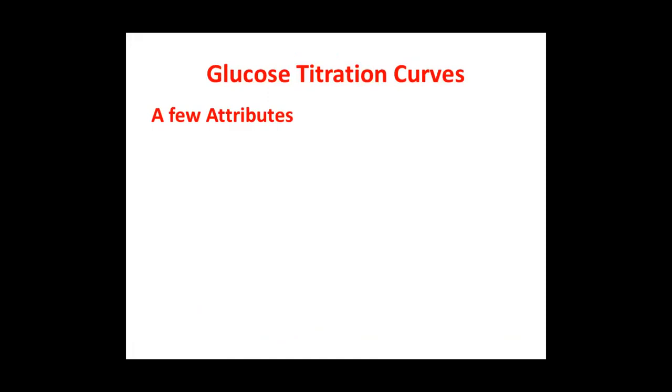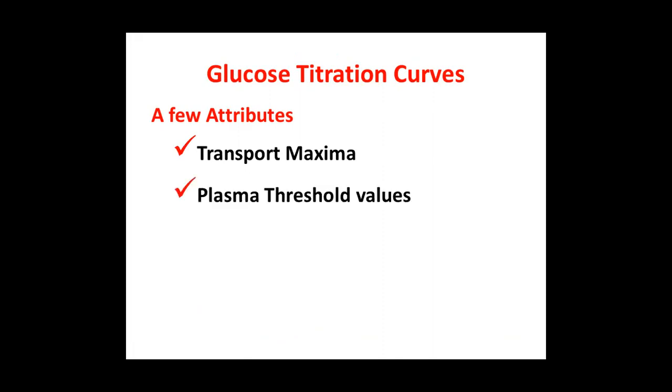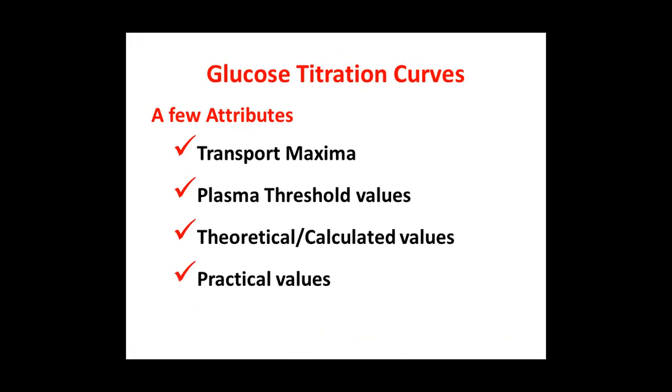So, as I have described, there are a few attributes of the glucose titration curves. It reaches a transport maximum. There is a plasma threshold value, as I have mentioned. There are theoretically calculated values, and there are real or practically obtained values. And why is it so? Why are these theoretically calculated values and practical real values different?